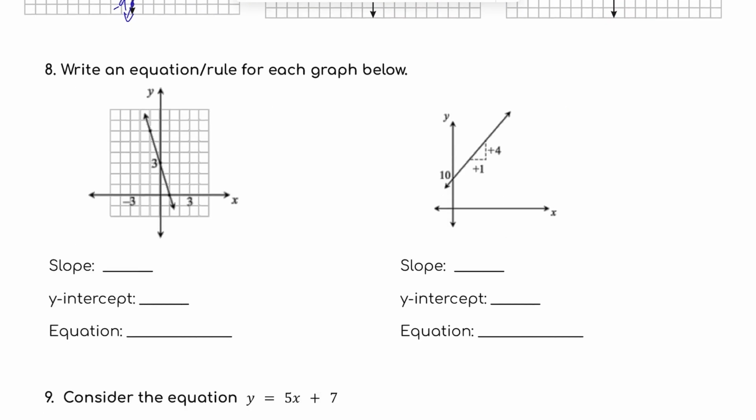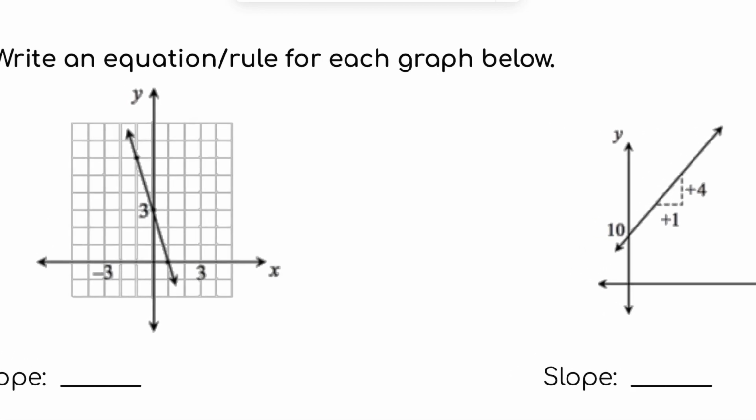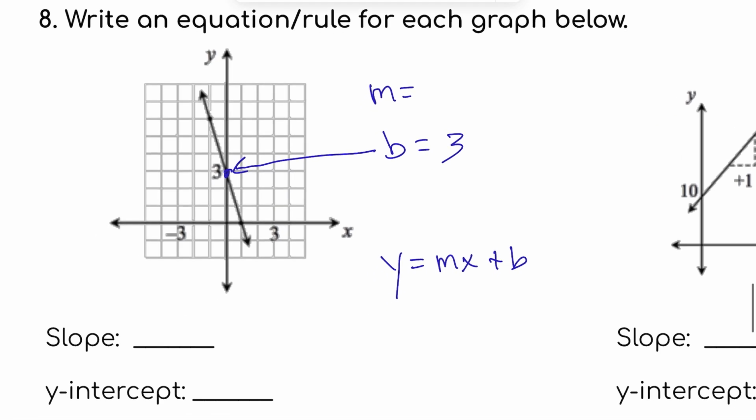Okay, number 8. So we're writing the equation or rule for each graph. So remember when you write the equation of a line, like we did at the very beginning of this worksheet, you need two numbers. You need the slope and the y-intercept, the m and the b, so that you can put it into y equals mx plus b. B is the easiest one to find. It's always right there where it crosses the y-axis. So let's put it down here at 3.